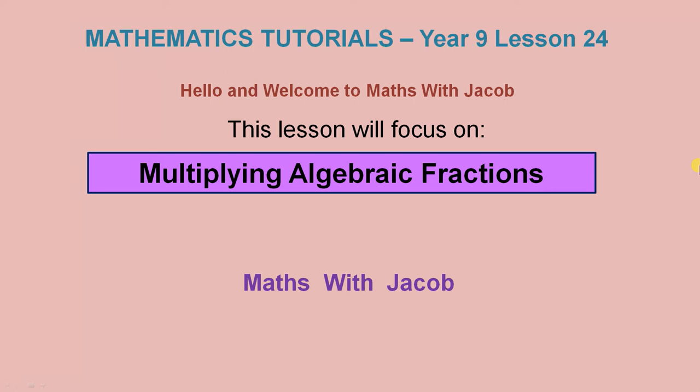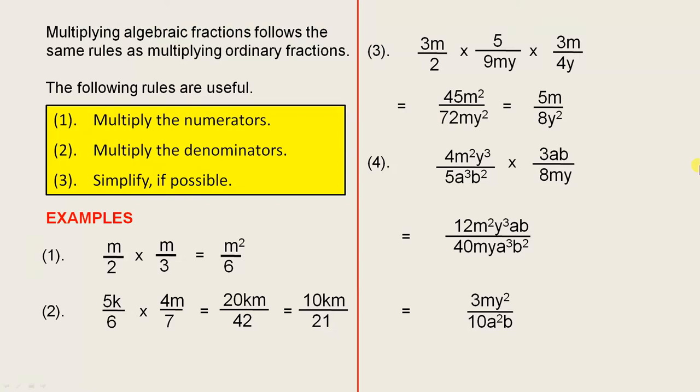This lesson will focus on multiplying algebraic fractions. Multiplying algebraic fractions follows the same rules as multiplying ordinary fractions. The following rules are useful. Number 1, multiply the numerators. Number 2, multiply the denominators. And number 3, simplify if possible. Let's look at some examples to illustrate how these rules work.